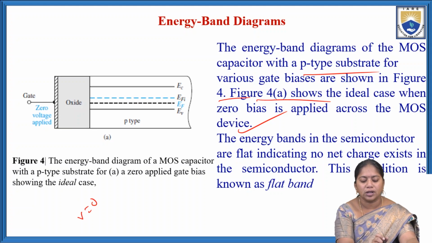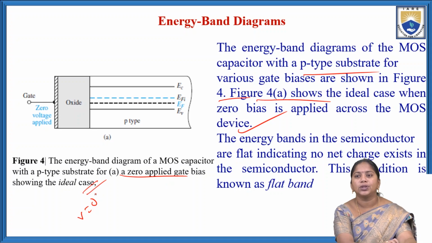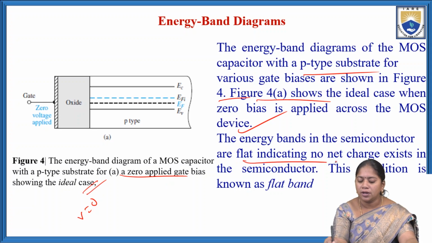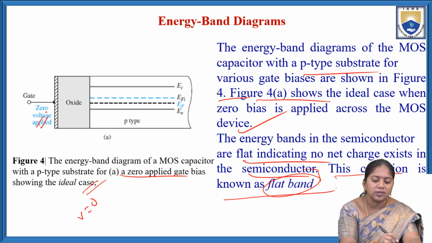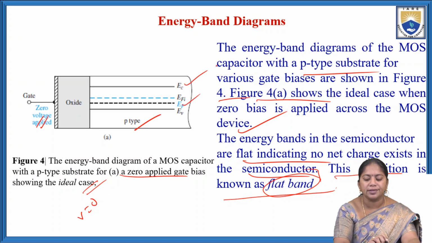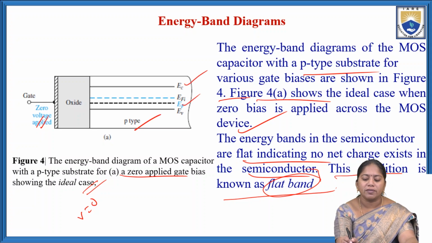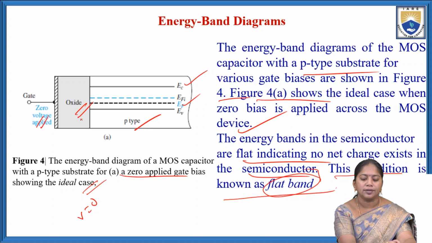Figure 4a shows the energy band diagram of the p-type substrate at zero applied gate bias voltage, which is the ideal case. The energy bands in the semiconductor are flat, indicating no net charge exists in the semiconductor. This condition is known as the flat band condition. So this is the zero applied voltage, that is zero bias. This is the p-type semiconductor. EF is the Fermi level, EC is the conduction band, and EV is the valence band. Here EFi is the intrinsic Fermi level. This is the oxide layer in between the metal and semiconductor.